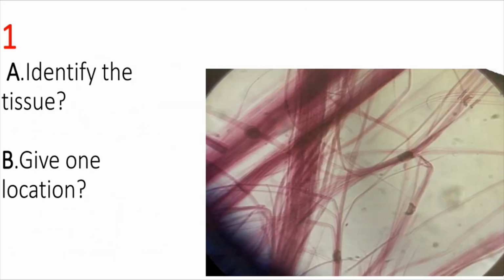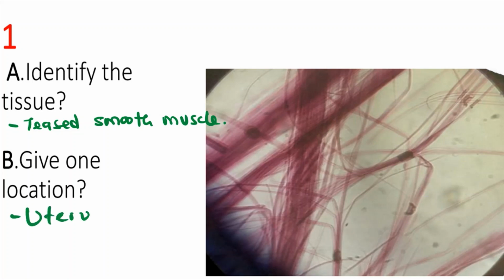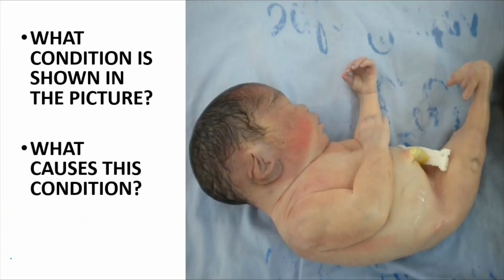Identify the tissue. This is teased smooth muscle. Give one location. It can be found in the uterus. It can be found in all the viscera in the body, in the stomach, in the blood vessels. Okay, move.